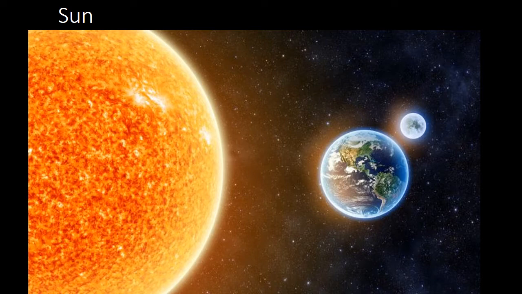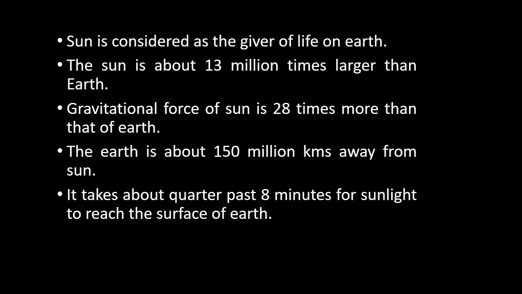Let's read some more information about the sun. We are familiar with the sun. Our daily work begins with the sunrise. Sun is the honored star. It is considered the giver of life on earth. Why is it considered the giver of life? Because it is needed for plant life, it is needed for human life. It's also a part of the water cycle.